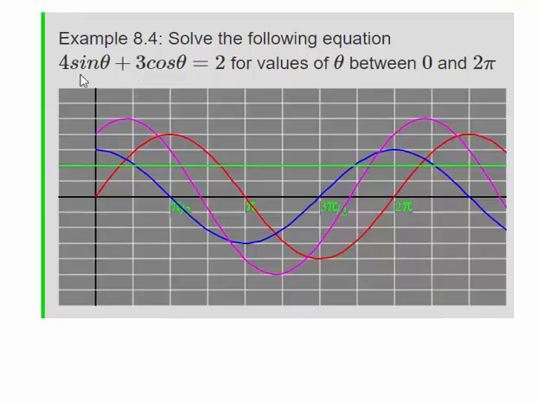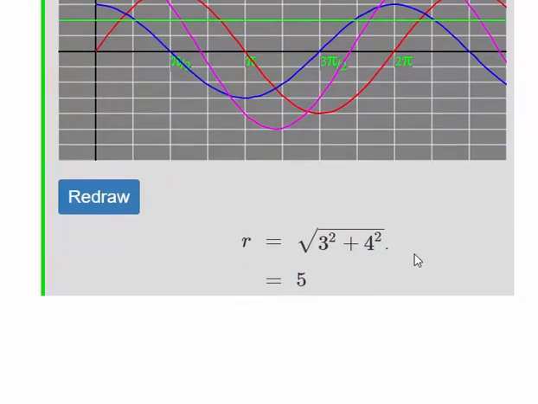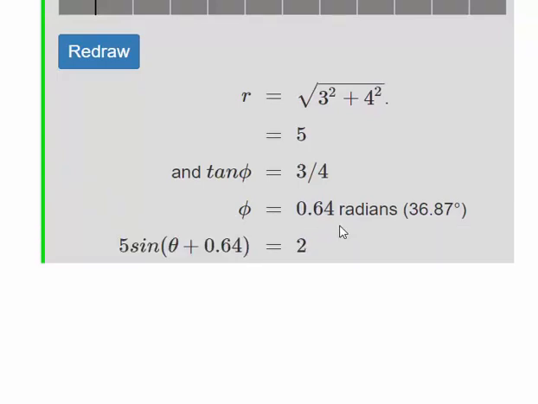As an example, we'll solve 4 sine theta plus 3 cos theta is equal to 2. The red line is 4 sine theta, the blue line is 3 cos theta, the purple line is the combination, and the green line is y is equal to 2. From before we know that r is equal to the square root of 3 squared plus 4 squared, so that's equal to 5, and we know that phi is equal to 0.64 radians, which means that we can say that 5 sine(theta plus 0.64) is equal to 2.